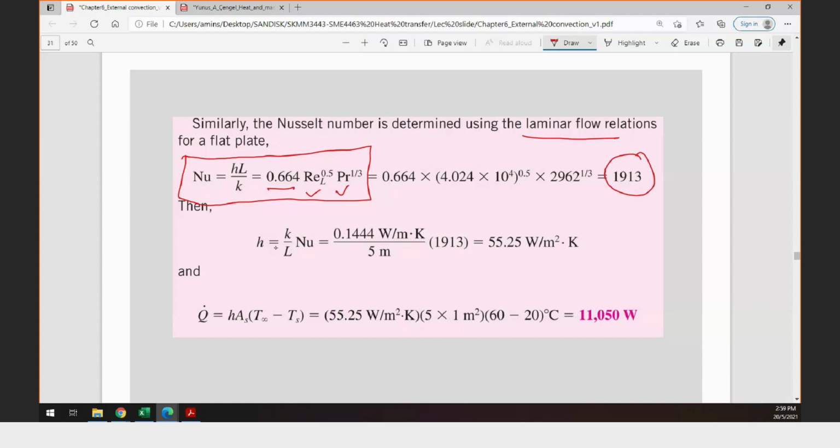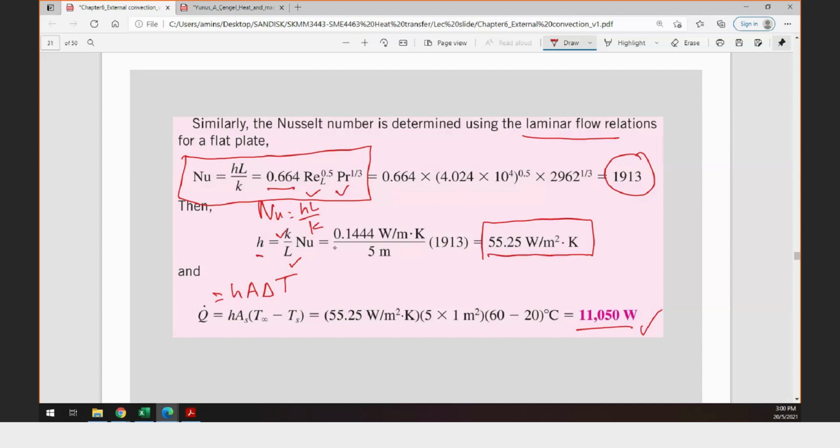Rephrase or reuse the equation using the Nusselt number equation, hL over k. Try to find the h value with the given k from the properties and L value from the length. So you get this one. From there use hAΔT, so you get this value. Quite straightforward, right?